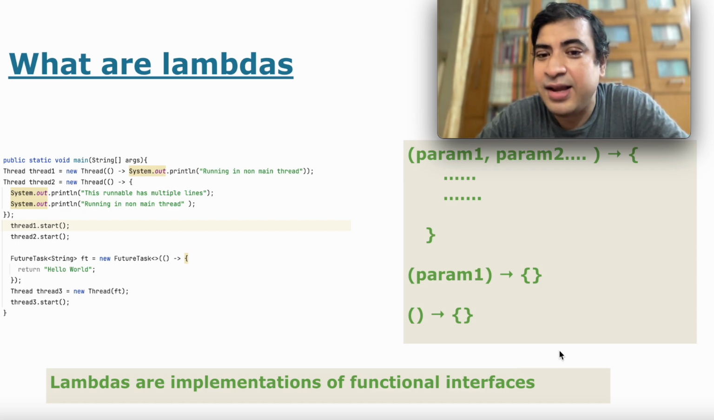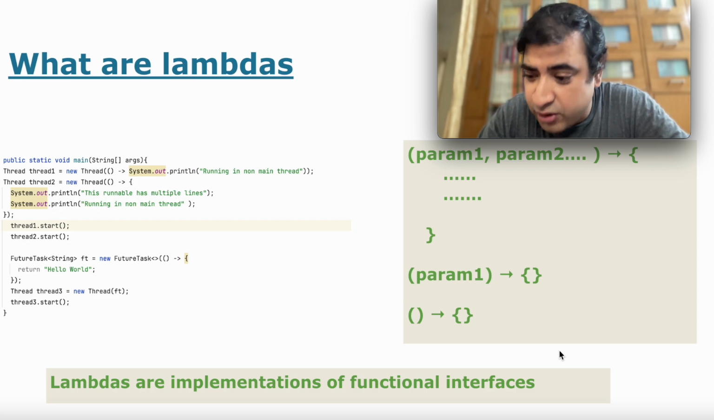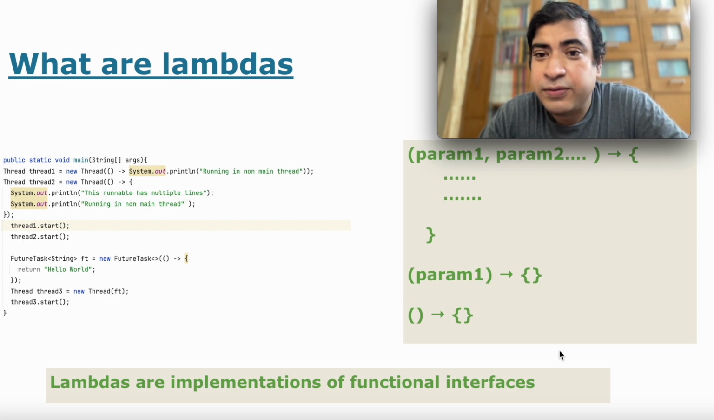Lambdas are basically method implementations. But method implementations of what? Method implementations of some functional interfaces, like, for example, Runnable or Callable or Comparator. All those are functional interfaces, which means they have a single method. So a lambda is an implementation of that single method of the functional interface.